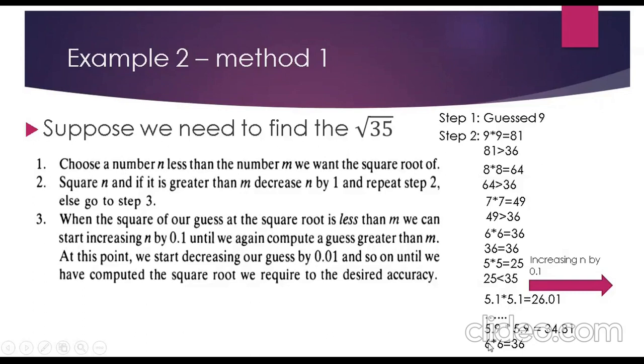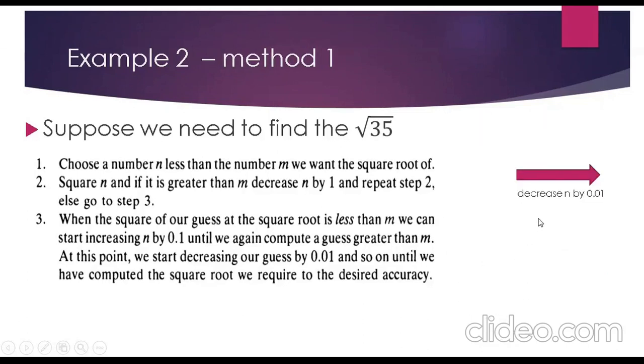Let us try with 6. So when you reach 6 into 6, you got 36. Now what we have to do is shift the strategy, because what we need is 35, right? So from 36 we will decrease. See, we'll go to the next slide. Finally we reached 36, which is greater than 35.